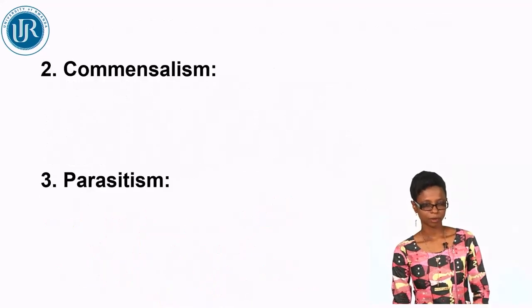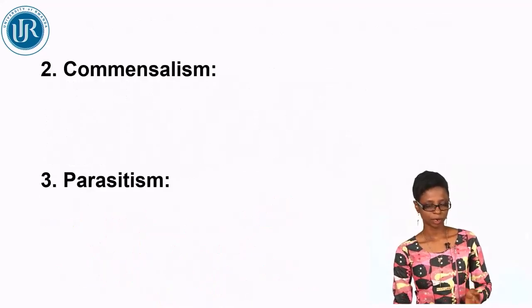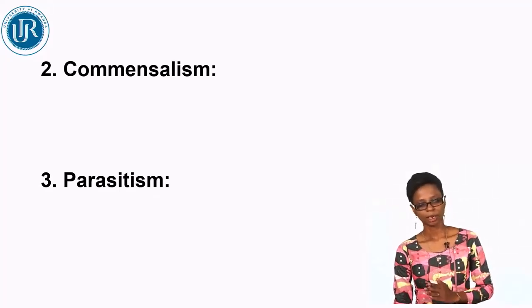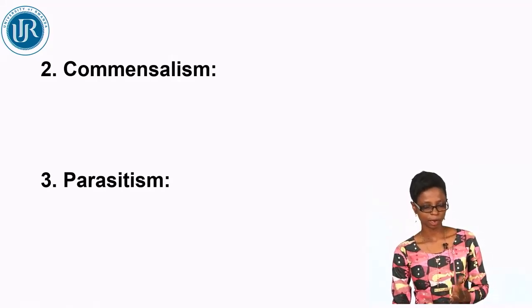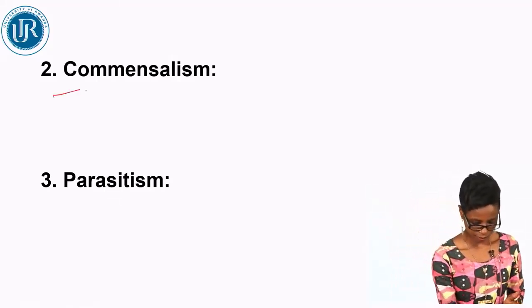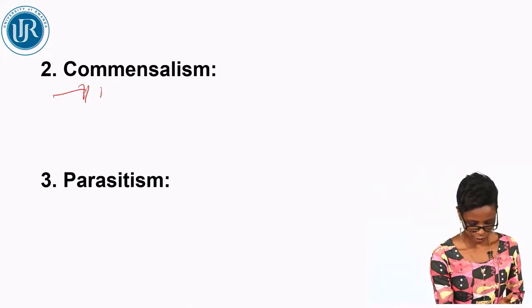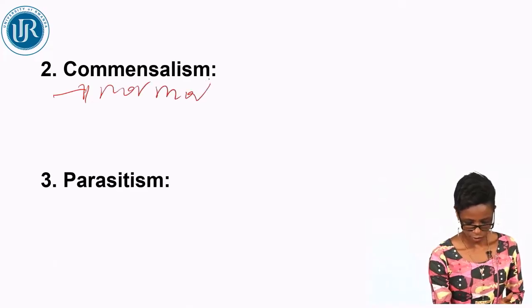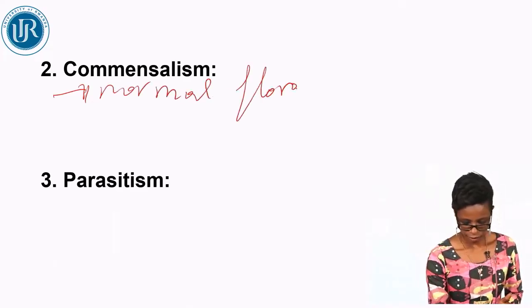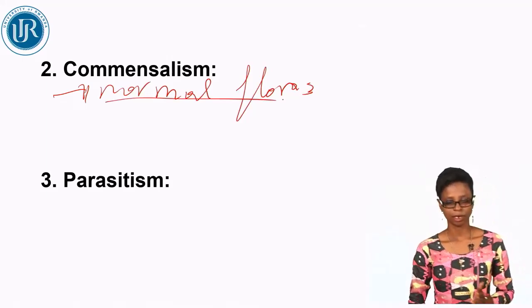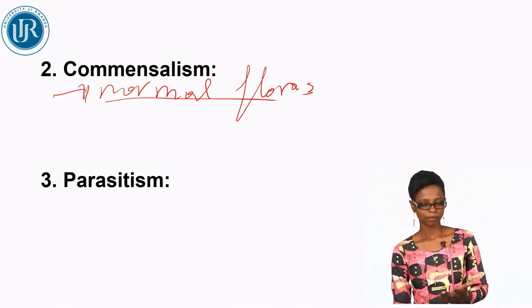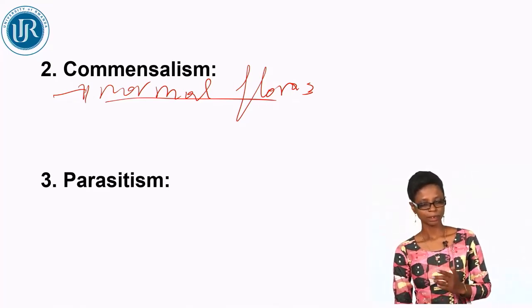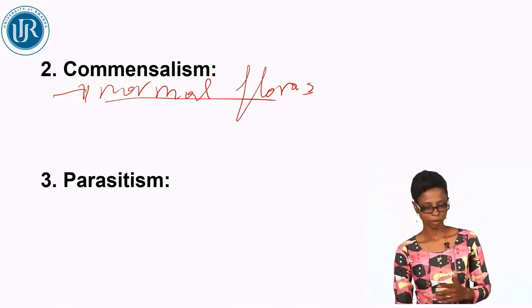And you have also commensalism. When we talk about commensalism, it means one of the organisms gains nutriment from another one, but it doesn't cause any harm to the second one. For example, here I have to talk about the normal flora, which live in the human body. Those normal flora gain nutriment from our body, but they don't cause any harm to our body.